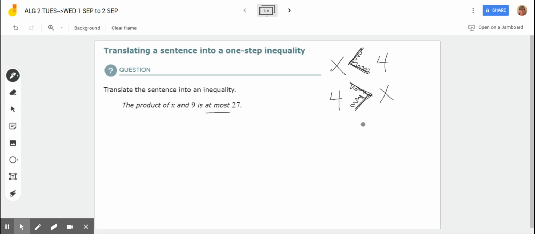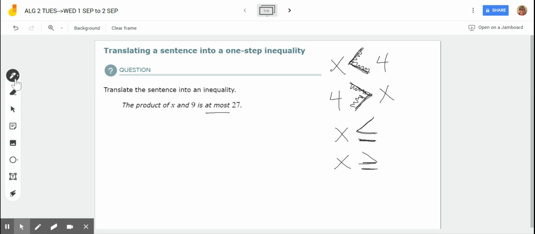Anyway, when you have a line underneath, that is going to be less than or equal to, because if we're talking about x, x is less than or equal to, and you can have x is greater than or equal to. So whenever there's a line underneath. All right, so we're going to take a look at these. It says translate the sentence into an inequality.